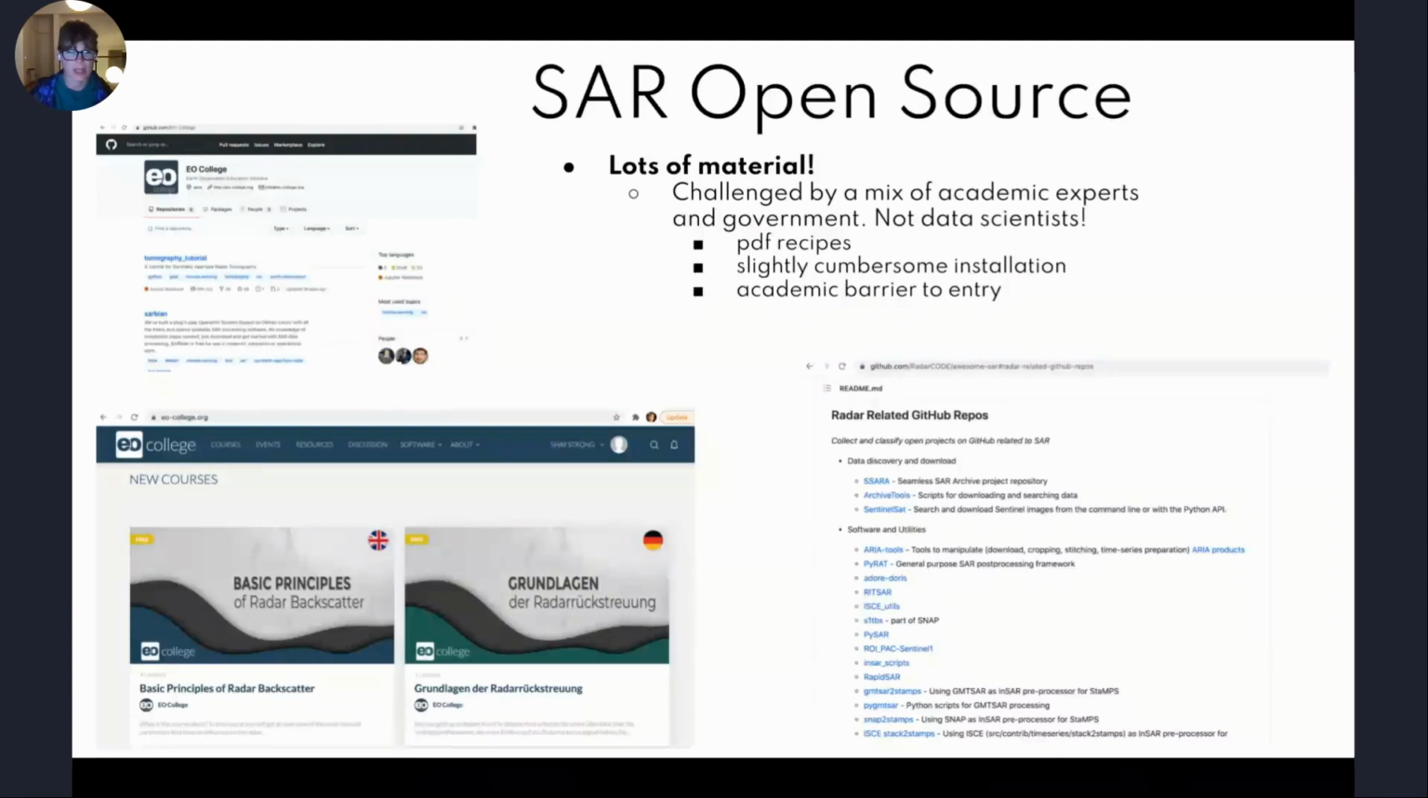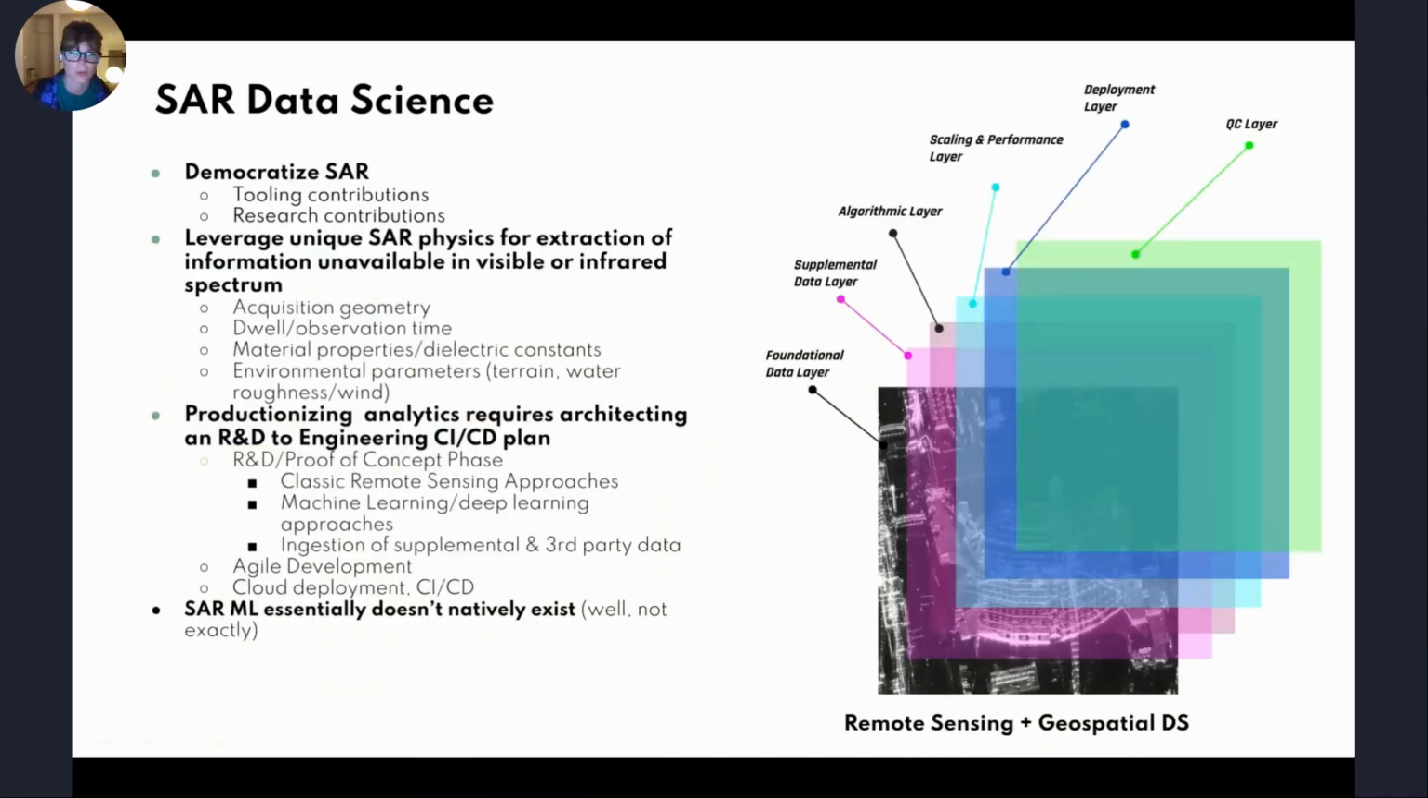There are a lot of SAR open source tools, but it's challenged by the fact that it's a mixed bag of a lot of academic insights. I think there have been some really clever groups recently, with EO College and some others, that have reduced the barrier to entry. But unfortunately, a lot of capabilities are locked into static PDFs and not data science friendly usability. So ICEYE is trying to work towards democratizing and making SAR a bit more accessible through contributing to new tooling and also through research contributions.